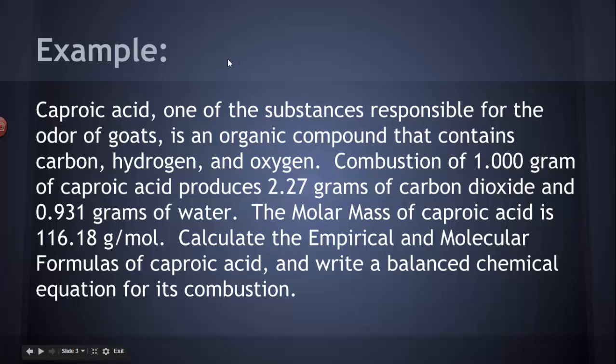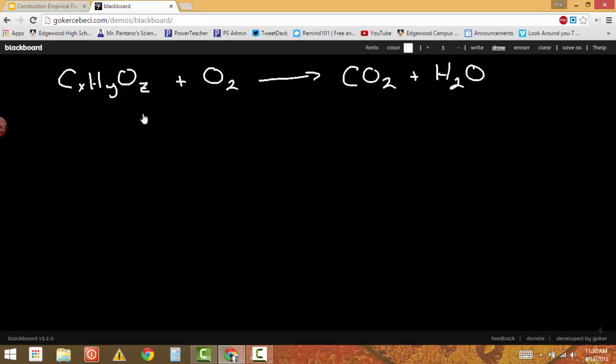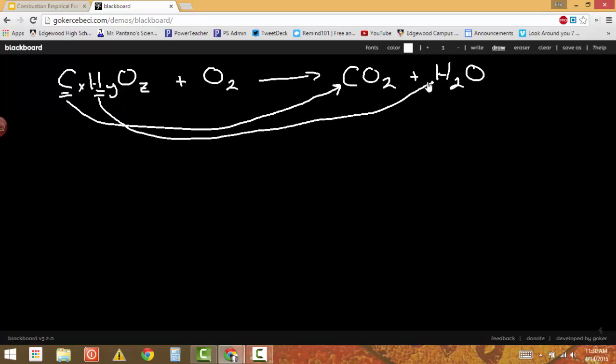Let's figure out how we're going to do it. To start with, we know we're working with CxHyOz. We know this thing has carbon, hydrogen, and oxygen because it says so. We know we're combusting it, which means we're always going to produce CO2 and H2O. And all of the carbon in this compound is now here in the carbon dioxide, and all of the hydrogen is now here in the water. So I need to figure out, there are 2.27 grams of carbon dioxide. I need to figure out how much of that 2.27 grams is carbon.